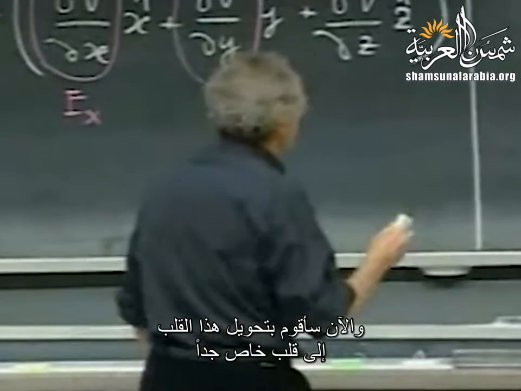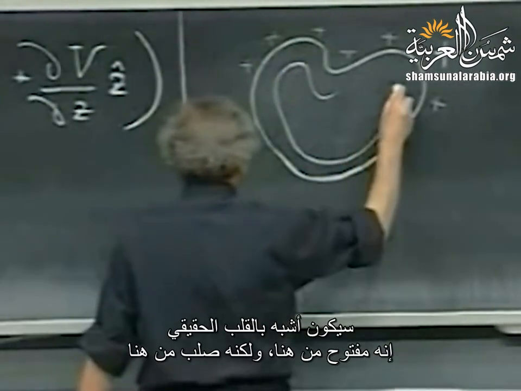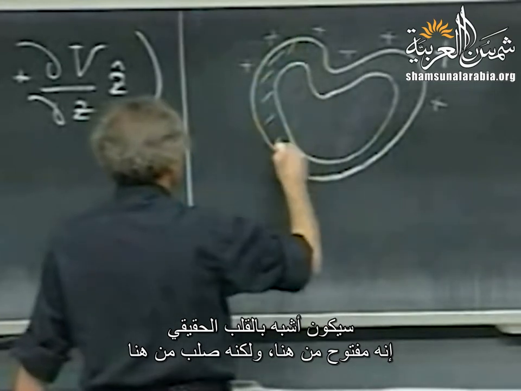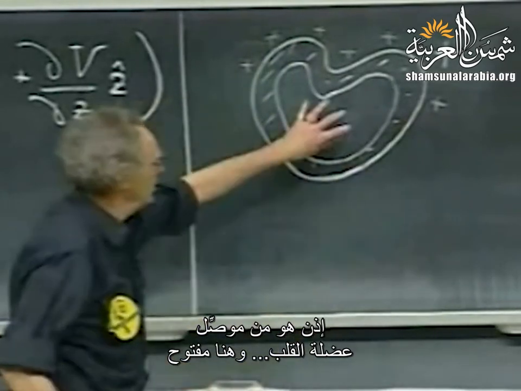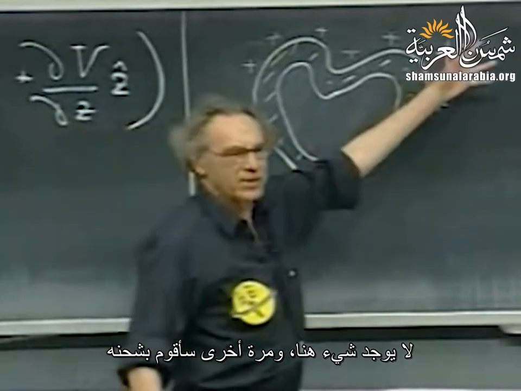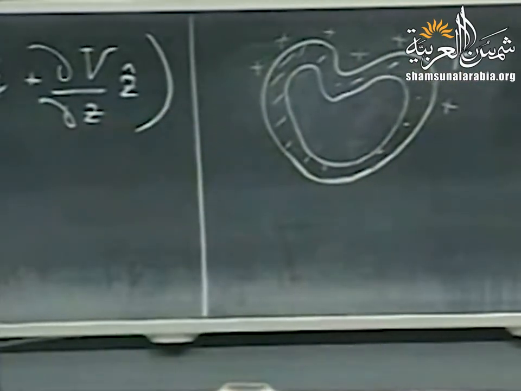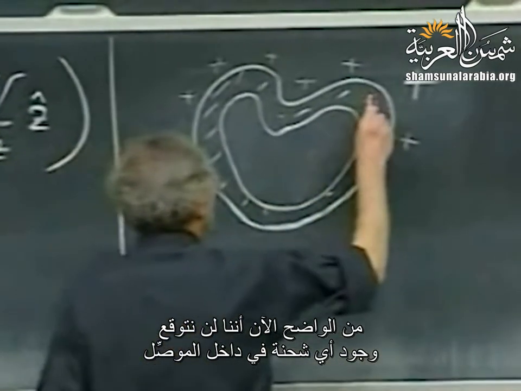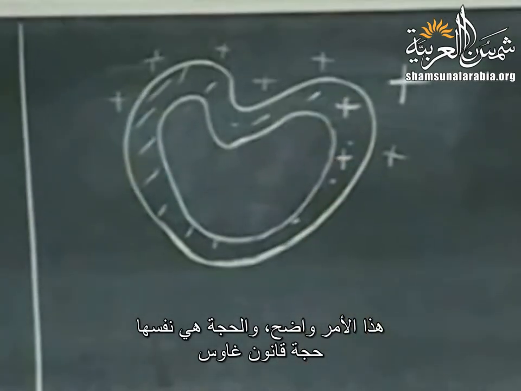Now, I'm going to make this heart a very special heart, more like a real heart. It's open here, but it is solid here. So this is a conducting heart muscle, and here it's open. There's nothing here. And again, I'm going to charge it. Bring charge on the outside. So now, it's obvious that we don't expect that there is any charge that will be inside the conductor. That's clear. The same argument holds with the Gauss law argument.